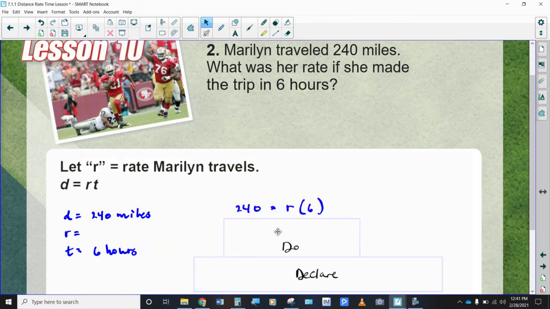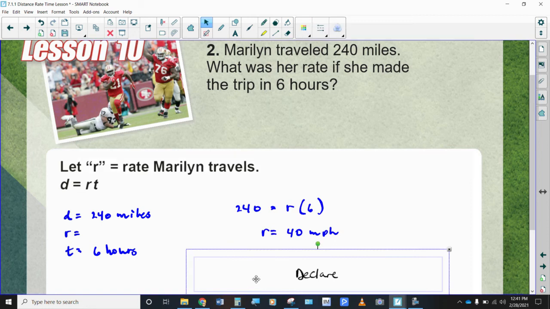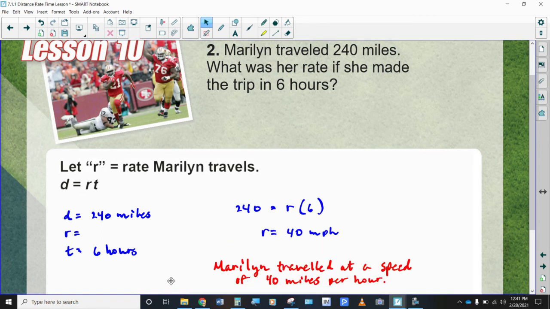So when we set this up, it's going to be 6 times r is equal to 240. So we're still going to do a division here, but when we declare our answer, it's going to be a rate of speed, not a time or a distance. And since our rate of speed has to combine the miles and the hours, it's going to be miles per hour. And if you got 40 miles per hour, you are correct. Marilyn traveled at a speed of 40 miles per hour is the correct answer.